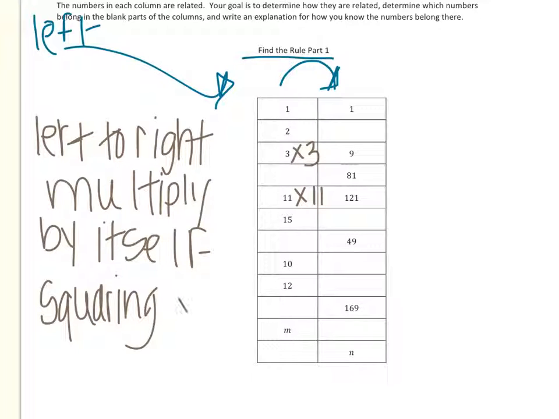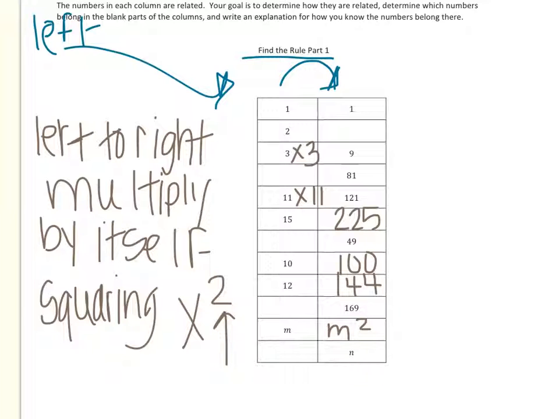So you might see it as an x with an exponent of 2. That means squared. So now let's apply this rule to the numbers on the left that we have nothing on the right. So 15, we're going to square it. 15 times 15 is going to give us 225. 10 squared is going to give us 100. 12 squared is going to give us 144. Now we have m. We don't know what m times m gives us, so I'm going to put m squared.